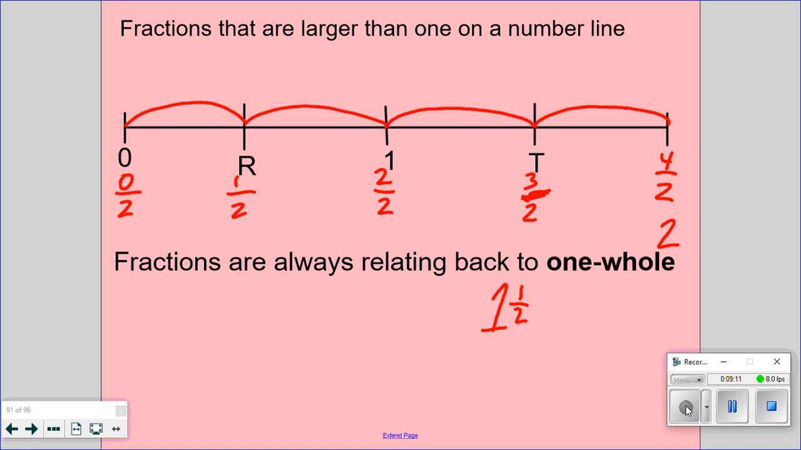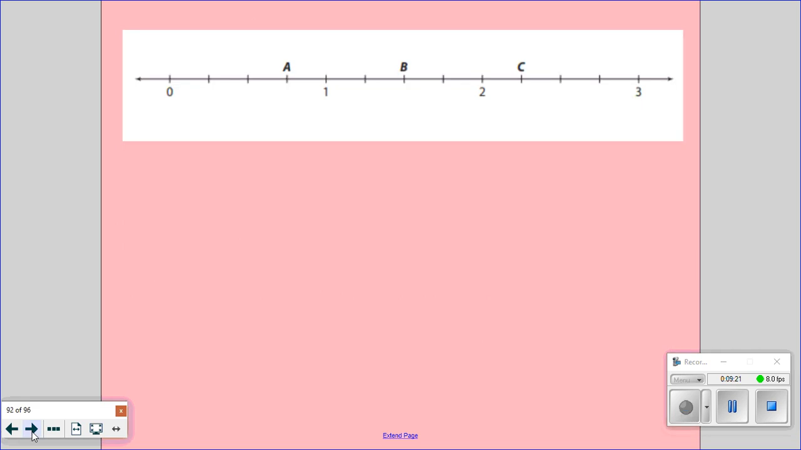All right, we're going to look at another number line. This one's going to have a lot of information on it, and I'm going to have you draw it first. Then we're going to talk about it, okay? So it goes 0 to 3. Go ahead and start your number line, 0 to 3 wholes.